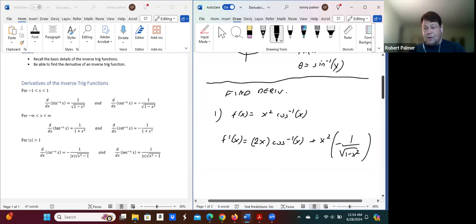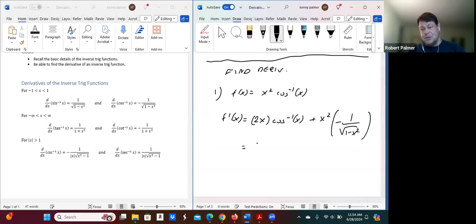All right. And then we can also just clean this up a bit. So this is just going to be 2x times the inverse cosine of x plus, or sorry, it should be minus rather. That's where the minus here.